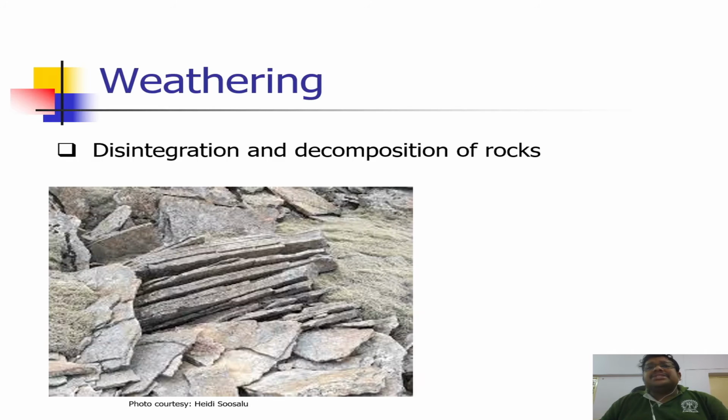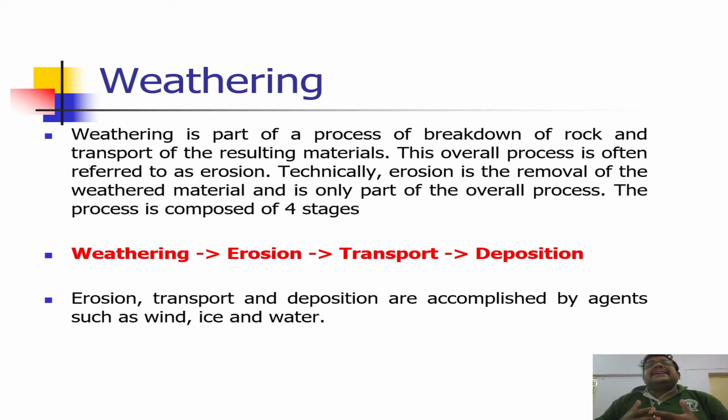As we have seen, weathering is basically disintegration and decomposition of rock. This is an example of physical weathering, and this weathering is part of a process of breakdown of rock and transport of the resulting materials. Now remember that this overall process is often referred to as erosion. Technically, erosion is the removal of the weathered material and is only part of the overall process.